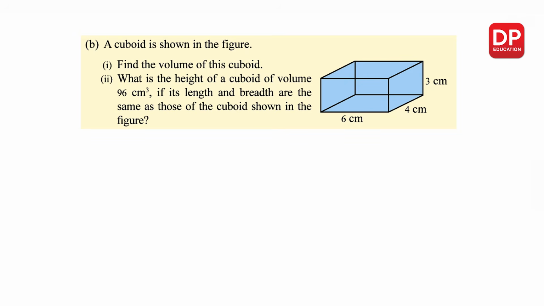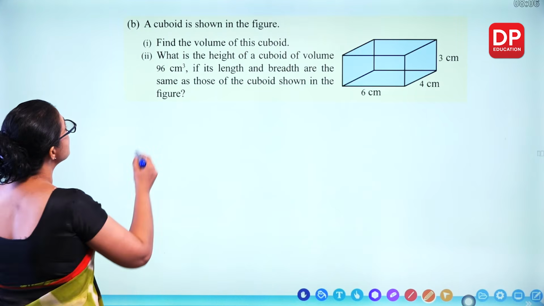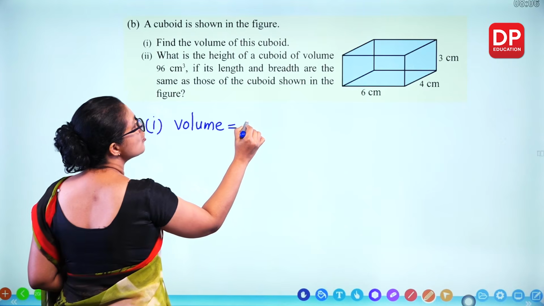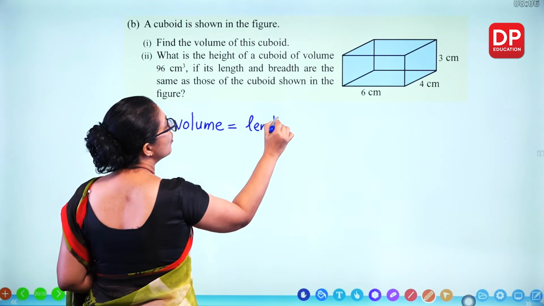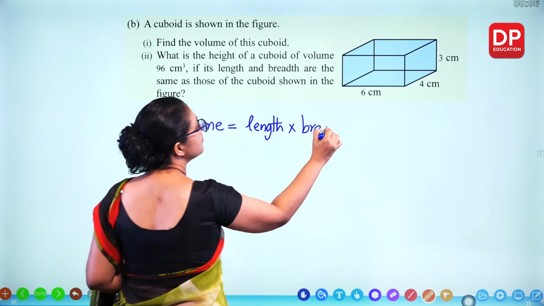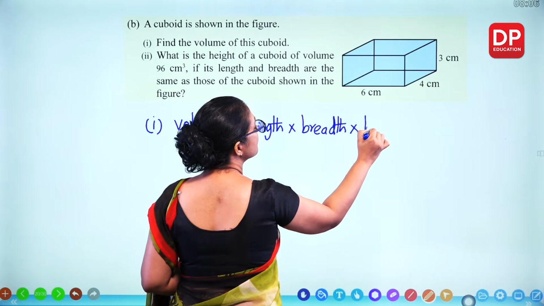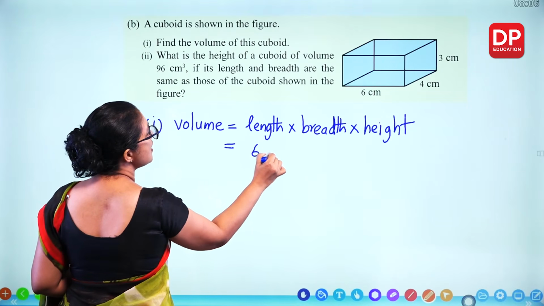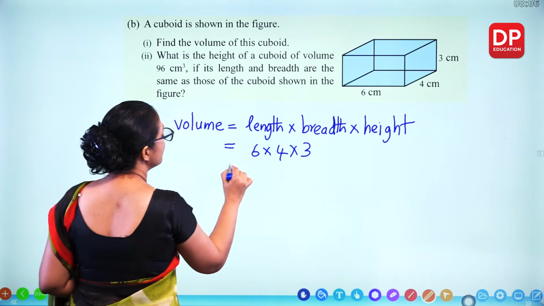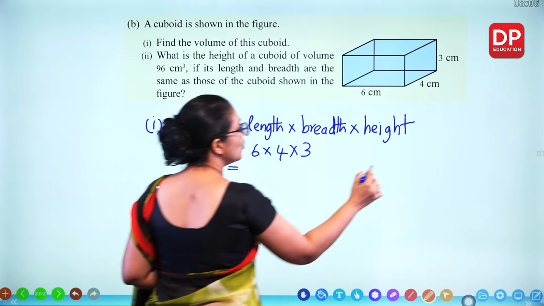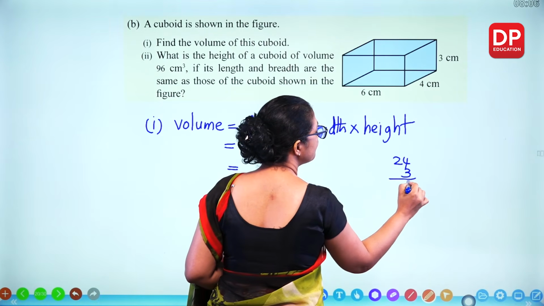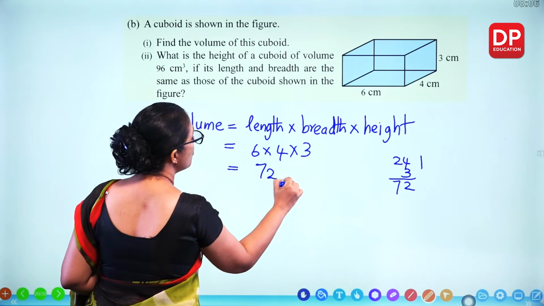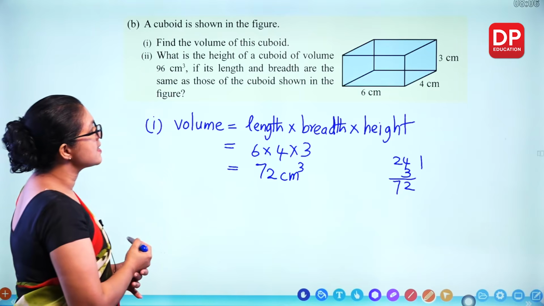A cuboid is shown in the figure. Find the volume of this cuboid. What's the volume? Length into breadth into height. 6 into 4 into 3. 6 times 4, 24. 24 times 3, 72. 72 cubic centimeters.